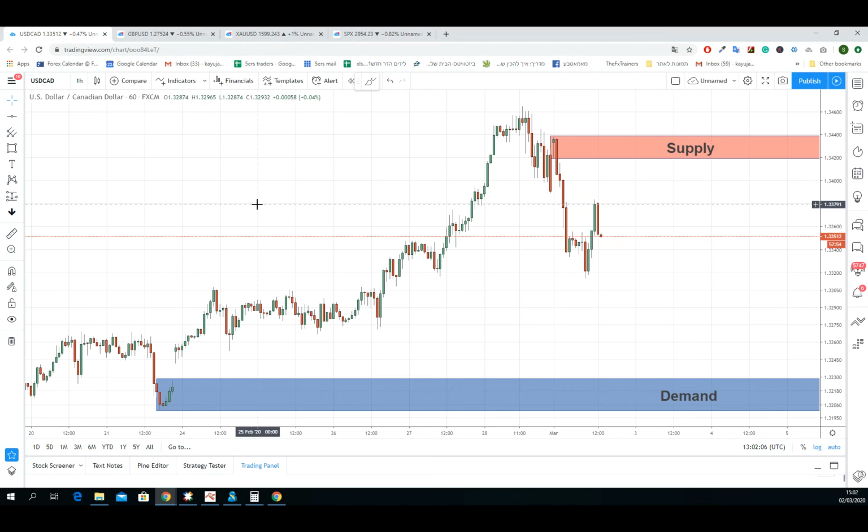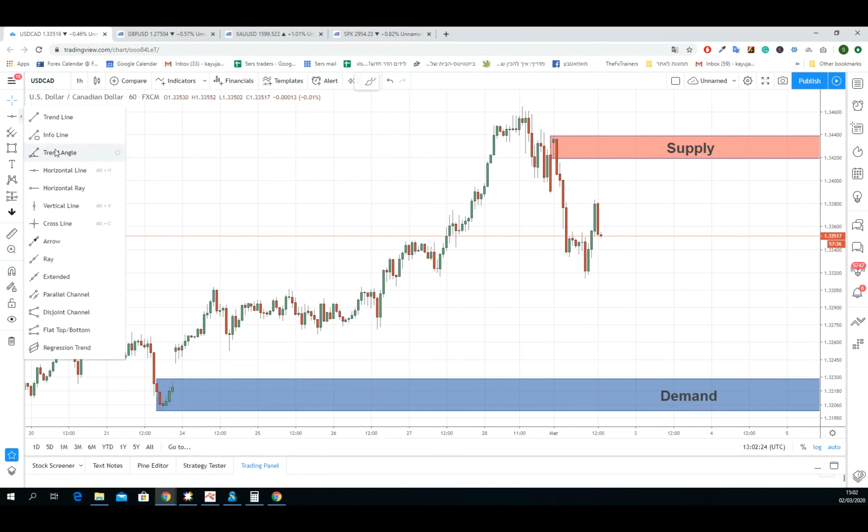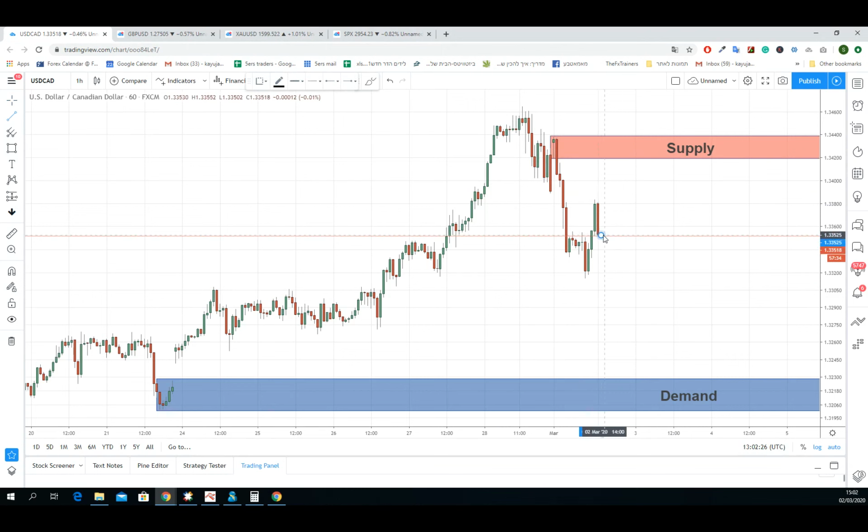Okay, so let's start. I chose the US dollar and the Canadian because I see in the 1 hour chart a very clear picture with a good opportunity for both directions, which means the supply above seems like a great level for a sell position, and this is kind of what I'm looking for.